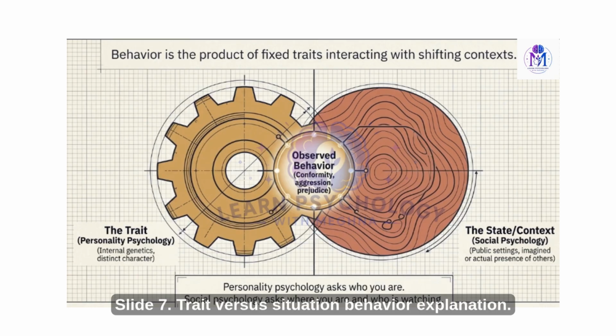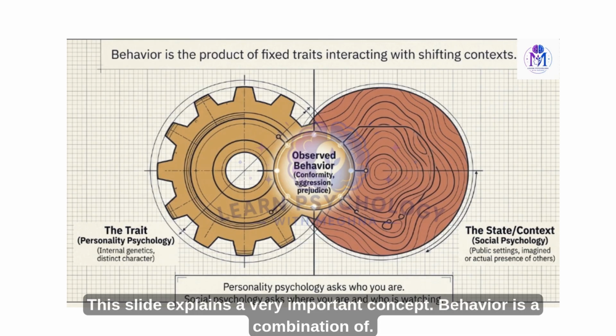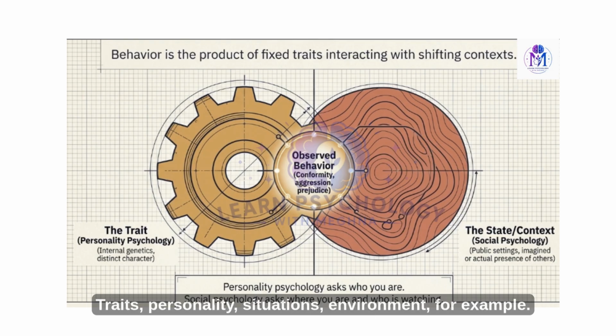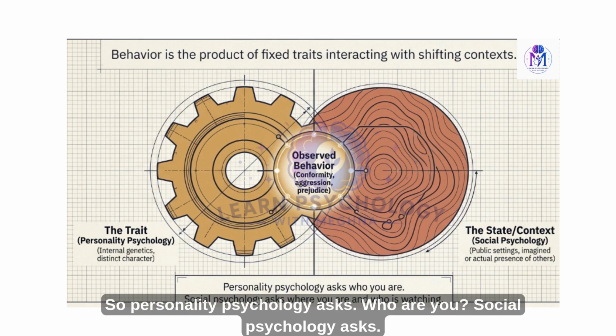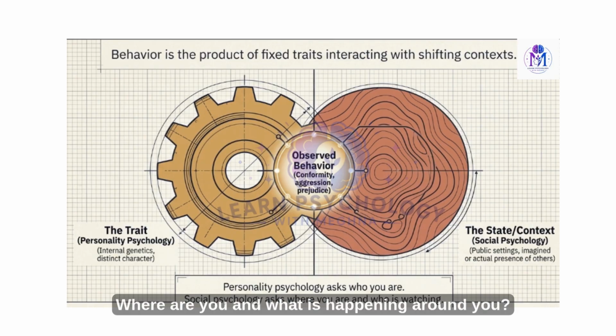Slide 7. Trait versus situation behavior explanation. This slide explains a very important concept. Behavior is a combination of traits, personality, situations, environment. For example, a calm person may still get angry in a stressful situation. So personality psychology asks, who are you? Social psychology asks, where are you and what is happening around you? Understanding both is important to explain behavior correctly.